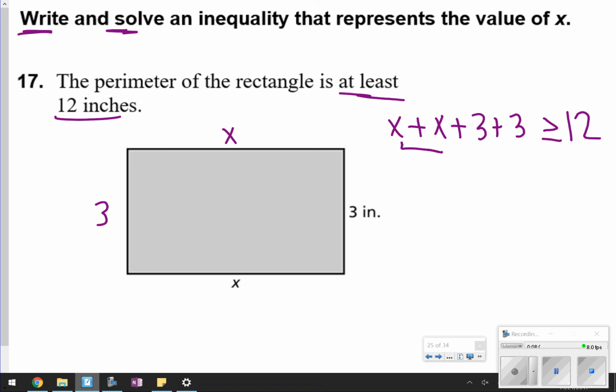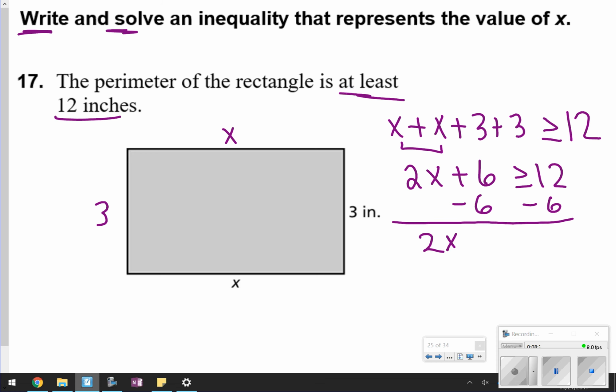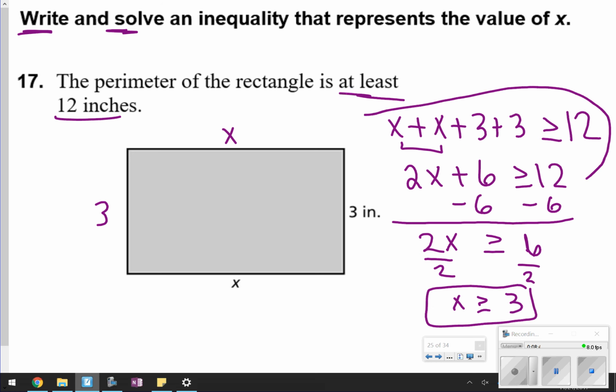I'm going to combine some like terms. So I've got 2x plus 6 greater than or equal to 12. And then now I just have to solve for x. I'm going to subtract 6 from both sides. This is kind of like what we talked about in chapter 3 with our two-step equations. Undo adding and subtracting first. I get 2x is greater than or equal to 6. And then I'm going to divide both sides by 2 so that x is greater than or equal to 3. Okay, so here's your first step right here, writing the inequality, and second step would be solving it.